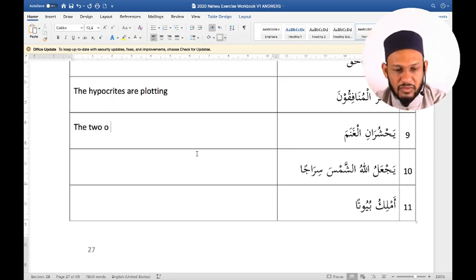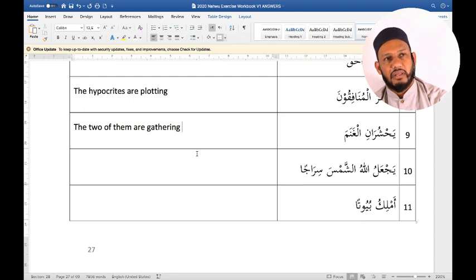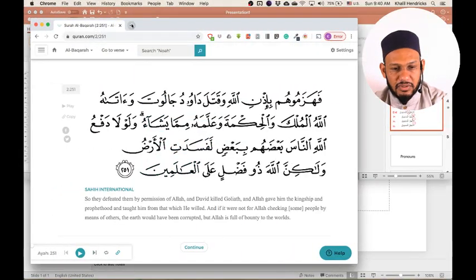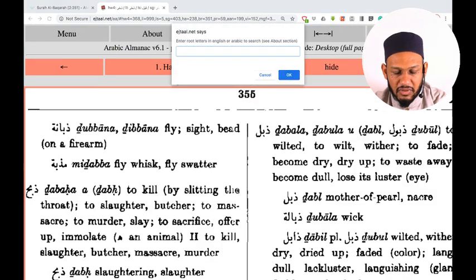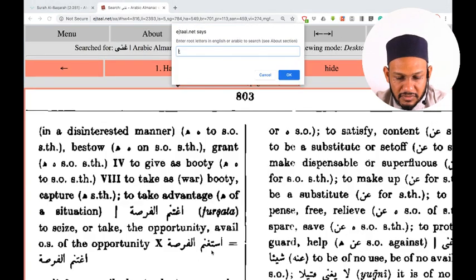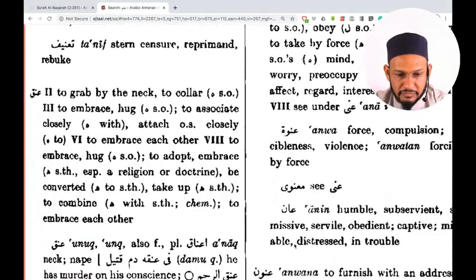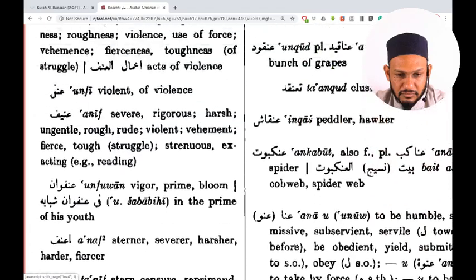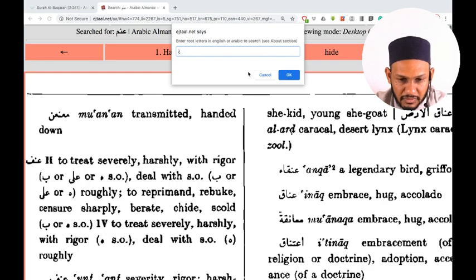The two of them are gathering. And ghanam actually means cattle, like sheep and goats. If you look at the word, I see some of you have the word booty in, but I think booty is more ghanima. Let me just double check quickly. Ghanama. Oh, that's not right. Ghana.